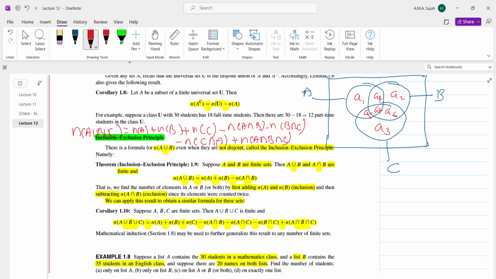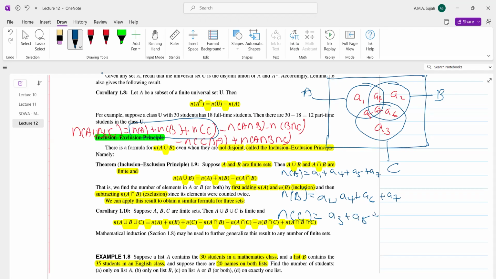Okay, just think about this one, right? So number of A plus number of B plus number of C. Now tell me, number of A means what? Number of A means A1 plus A4 plus A5 plus A7, right? So number of B is equal to what? A2, A4, A6, A7, right? Number of C is equal to A3, A5, A6, A7, right?